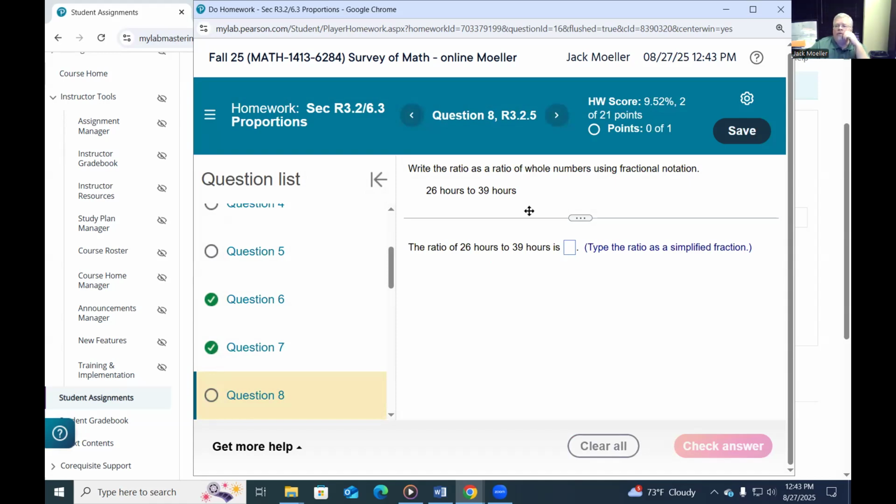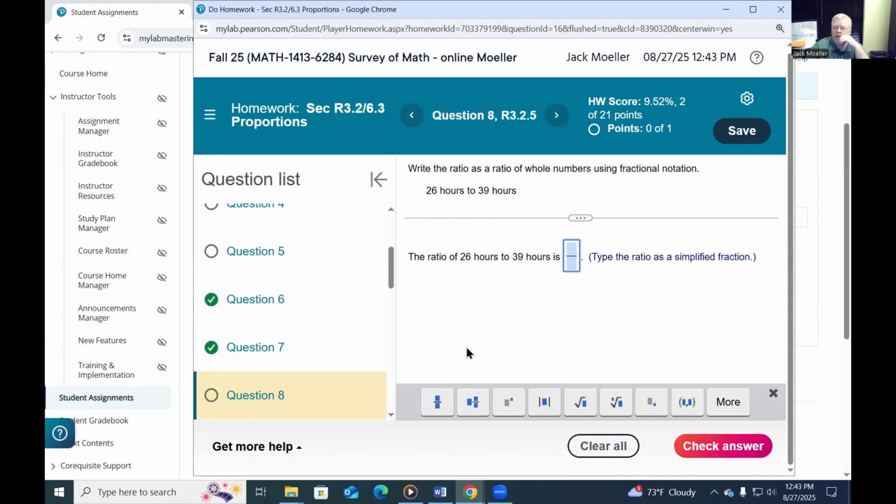All right. Write the ratio as a ratio of whole numbers using fractional notation. So now we have some units. So we have 26 hours to 39 hours. And so how do you set that up? Well, a ratio is a fraction. So 26 is going to go on top. What about the hours? All right, well, it turns out that if you have hours in the top and hours in the bottom, those divide out just like if you had 2 divided by 2, 3 divided by 3. If you have x divided by x, those all divide to 1. It works the same with units. So hours divided by hours cancels out to 1, so you're just left with the 26/39.